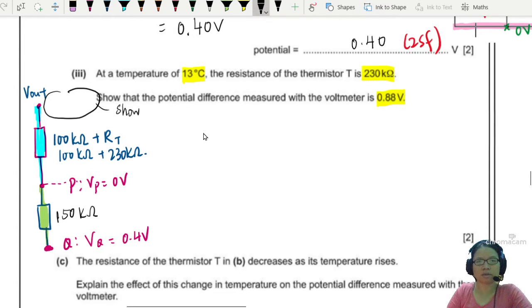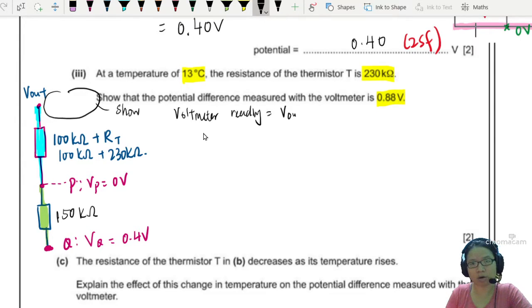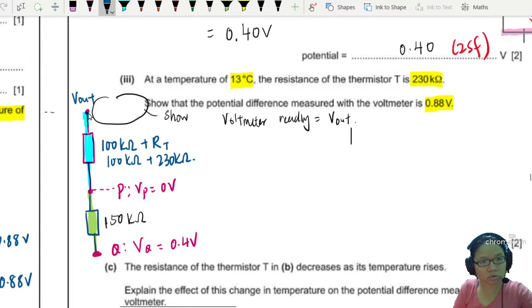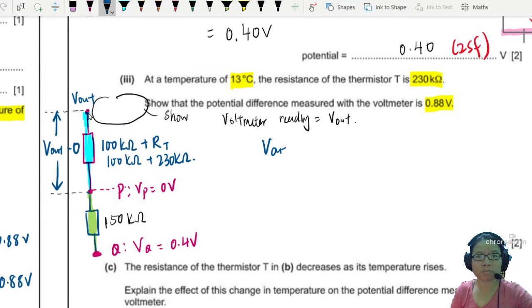Voltmeter reading, that's the first thing I will write. Only 2 marks, I wouldn't have bothered to write so much. But the voltmeter reading, when connected properly, is V out. So V out is across this one. You can use the potential divider again, but use it slowly. The potential difference from here to here, down here is 0, so this is just V out minus 0. I will use ratio: V out minus 0 over the resistance 100 plus 230 kilo ohm. I need to convert; I will decide later.